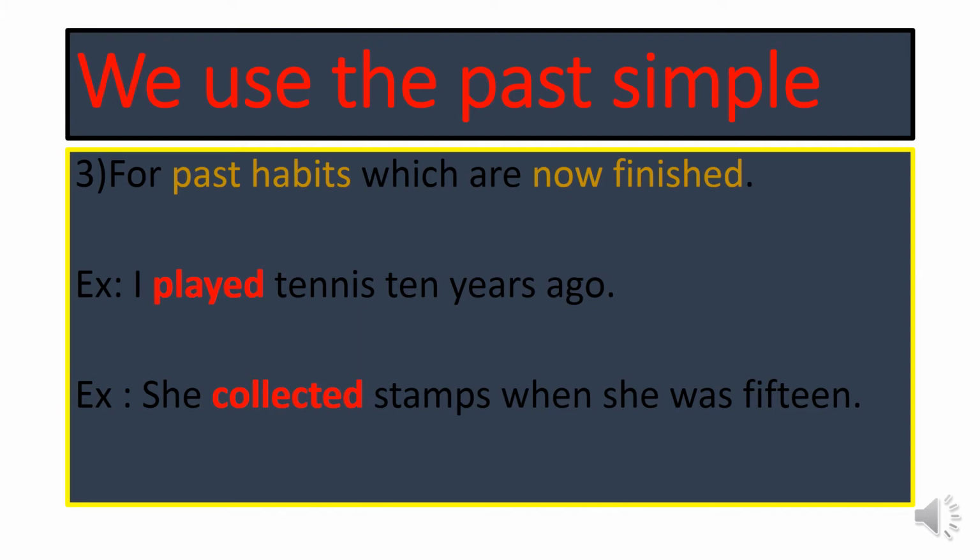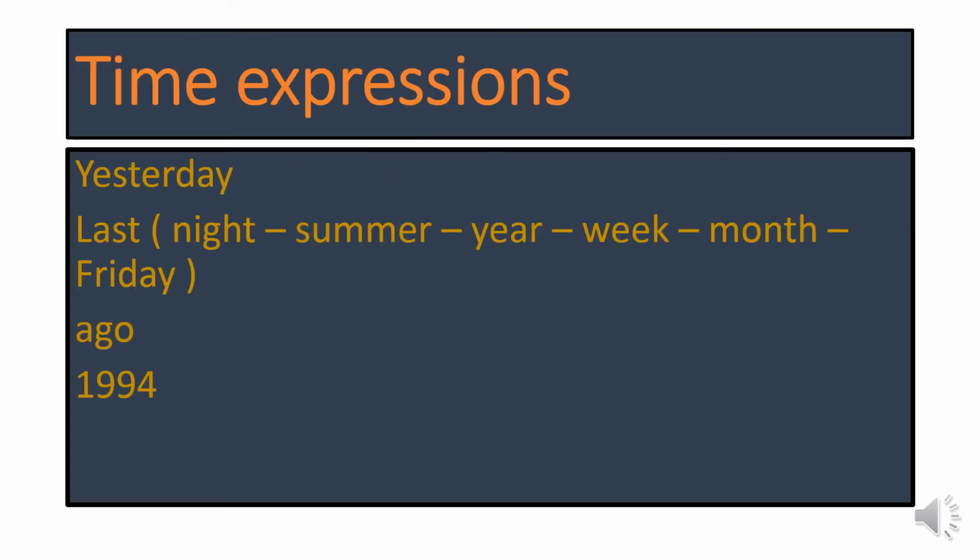What are the time expressions of the past simple tense? The time expressions of the past simple we have here: yesterday, last, we can use last with last night, last summer, last year, last week, last month, last Friday, ago, and any year before now.